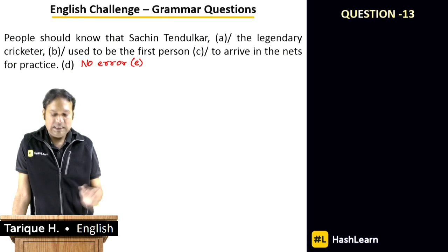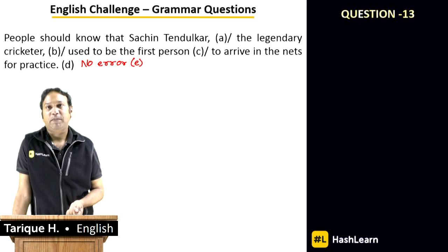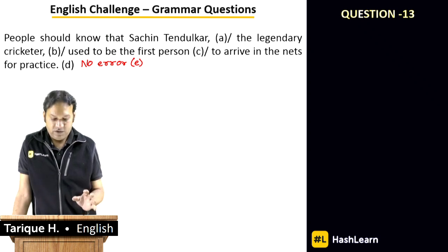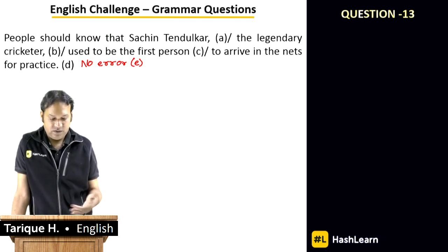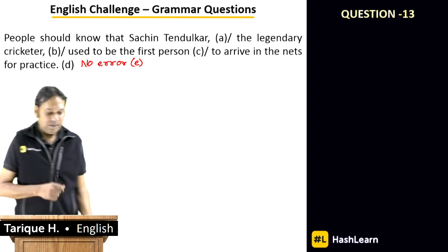Now look at parts B, C and D. A is correct. "People should know that Sachin Tendulkar" is perfectly right. There's nothing wrong with that, and we don't need to use "everybody" in that sentence. A is not the answer. Look at B, C and D. Observe carefully. Look at B, "the legendary cricketer." Does it sound wrong to you? No, not at all. So B is perfectly right.